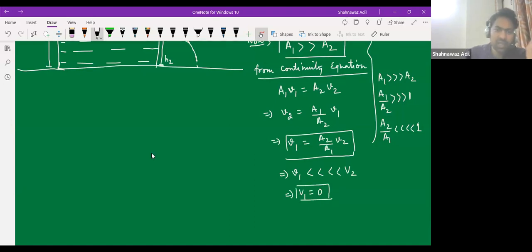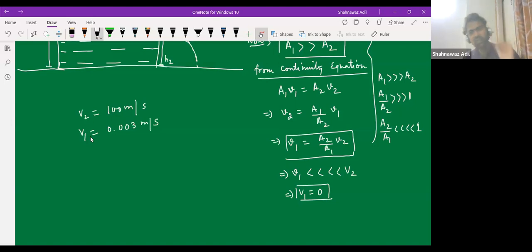Because let's say you have V2, which is, let's say, 100 meter per second, and then you have V1 which is 0.003 meter per second. So in comparison to V2, V1 is how much? 0, right? That is very small, right? Yes, sir.